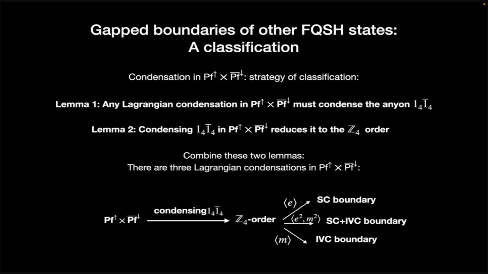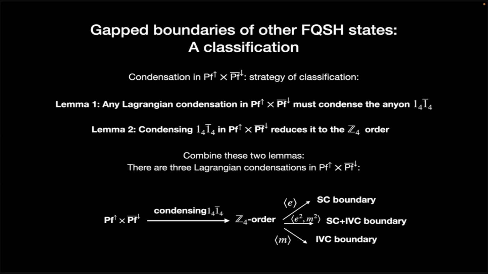Yes. But for example, let's think about the Ising times Ising bar, which is just an example. You can condense the psi bar in Ising times Ising bar, and you will get the toric code. Then the toric code has 2 boundaries. But Ising times Ising bar has only 1 boundary, because if you write down these 2 different kinds of boundaries in a specific model, then you will find that they are Morita equivalent.